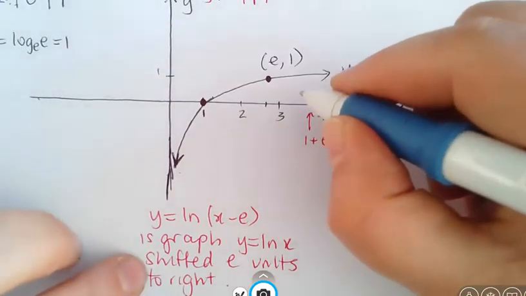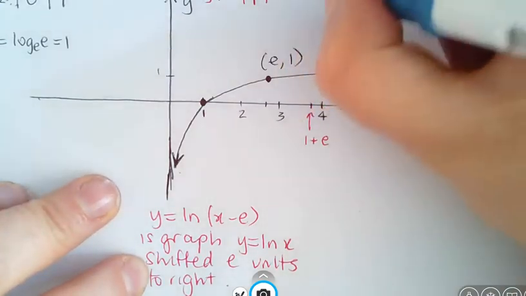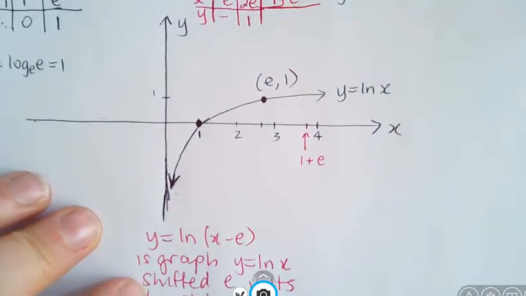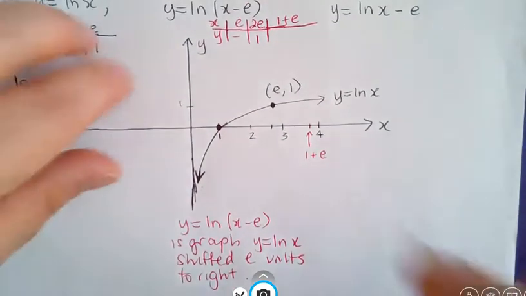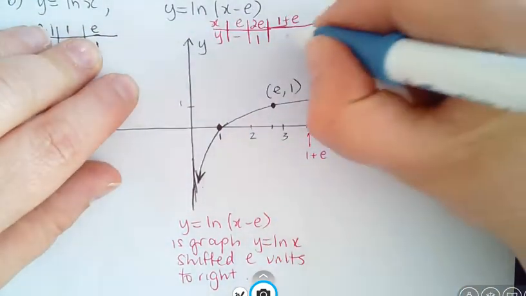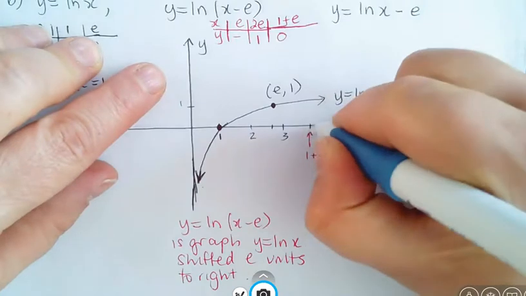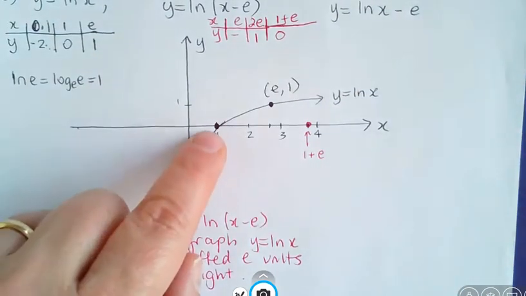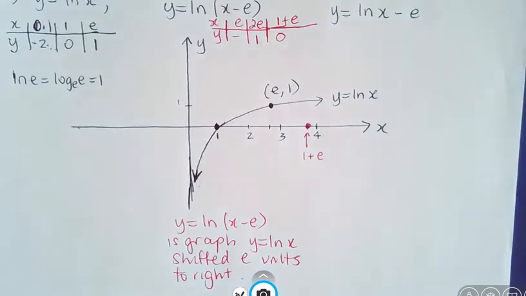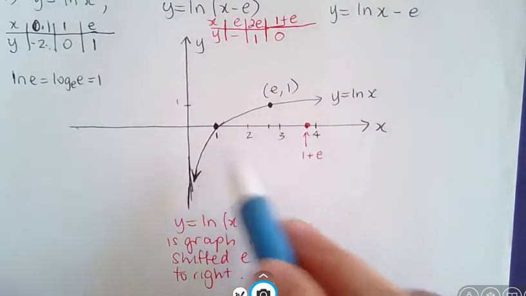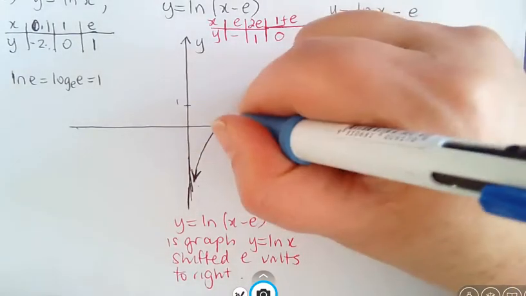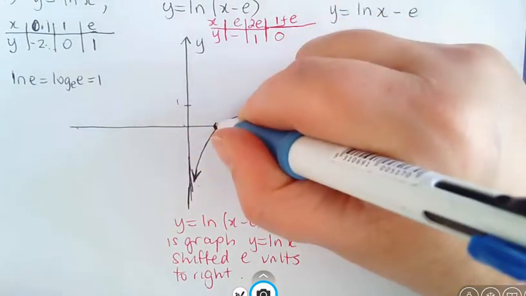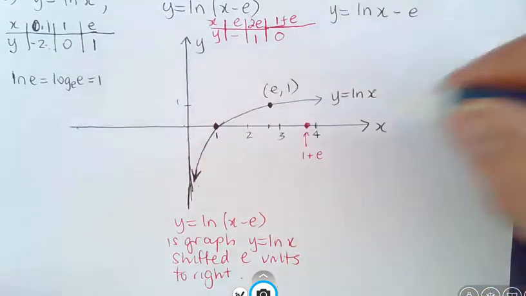So when x is 1 plus e, what does y equal? All right, I've got to make this bigger. Sorry. So when x is 1 plus e, look, 1 plus e minus e is 1, and ln 1 is 0. So here, there. So girls, remember I'm moving all of these e units across. So that point is now here. Where's my asymptote going to be? Look how I cut here at 1 and my asymptote's at 0. So what's 1 unit back?